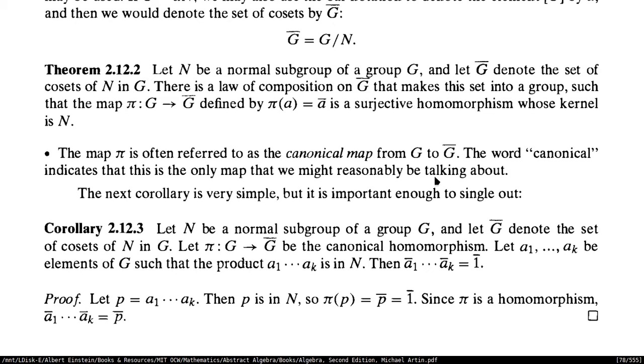So the only thing that's left is making sure the kernel of the canonical map is going to be the normal subgroup. What you want is the elements which, when mapped with the canonical map, give you the identity.